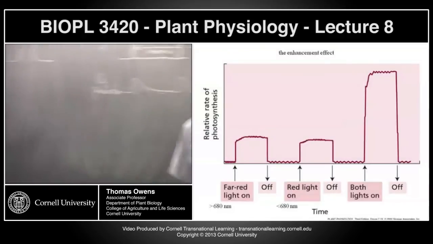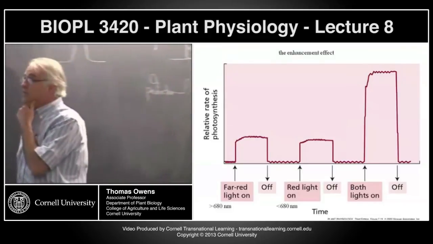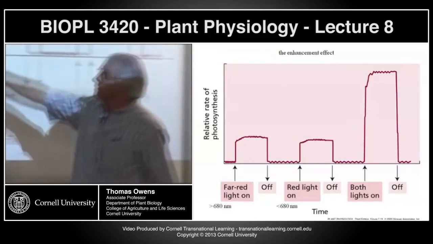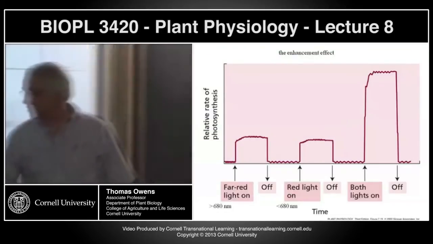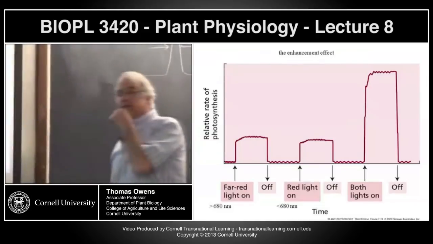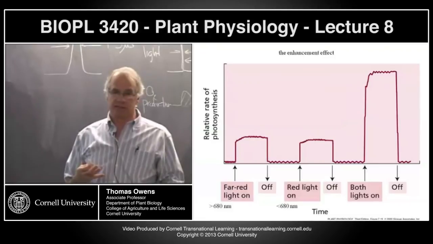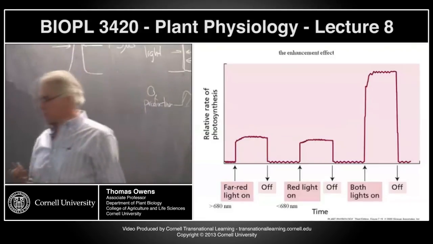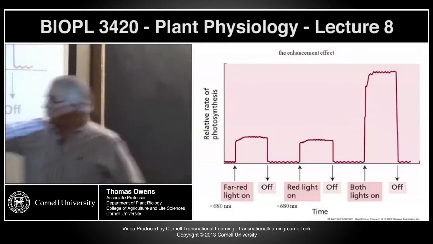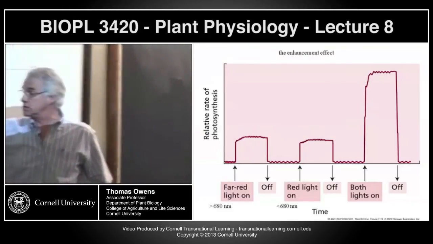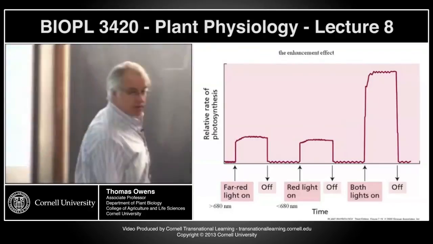Okay, second experiment. Also done by Emerson. Relatively simple experiment again. He's measuring rate of photosynthesis, and he was also measuring it by oxygen evolution, oxygen production. And he used many different colors of light. But what he found that was most interesting was when he used red light, wavelengths less than 680 nanometers, and far red light, wavelengths greater than 680 nanometers.